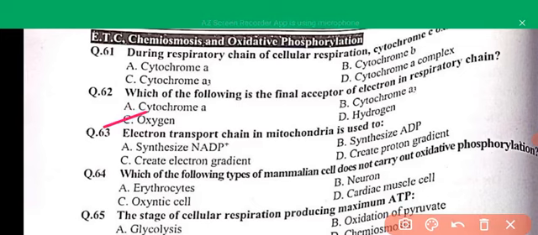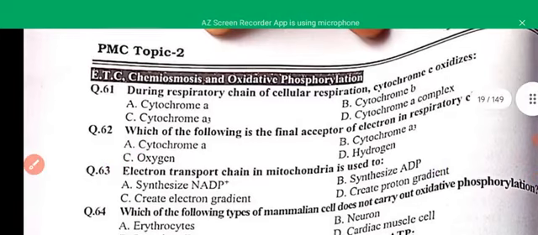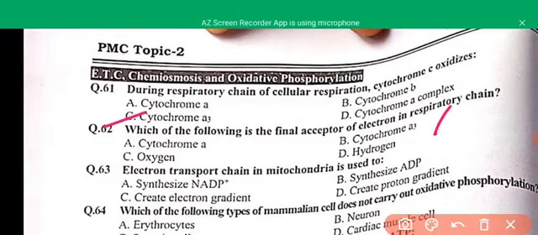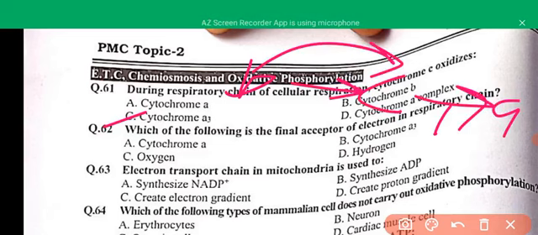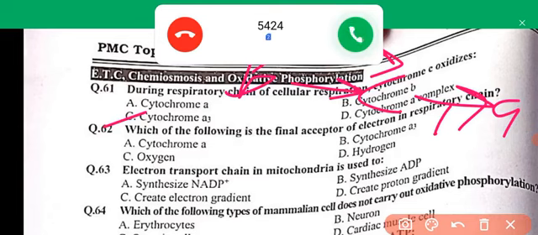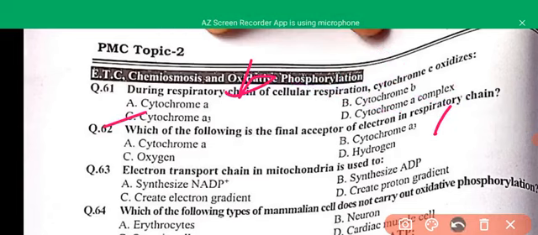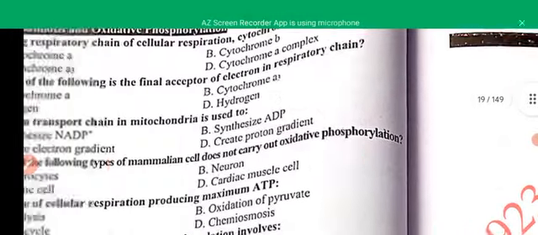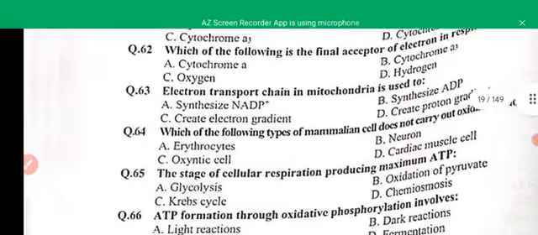And 61. During the respiratory chain of cellular respiration, cytochrome C oxidase accepts electrons from cytochrome B. Here the options are cytochrome B, C, and A complex. It takes electrons from B, so it oxidizes cytochrome B, and the correct option of 61 is B, and 62 is C. 61, 62: B, C. It is very good.